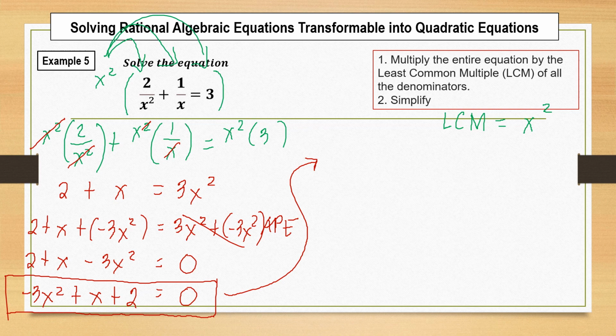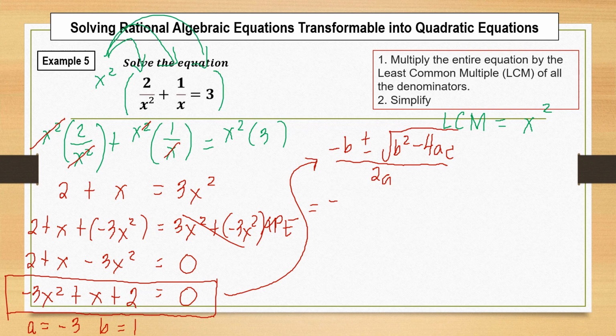The quadratic formula is given by negative b plus minus the square root of b squared minus 4ac all over 2a. In the given equation, let us first identify the values of a, b, and c. So a is equal to negative 3, b is equal to 1, and c is equal to 2. Let us now substitute these values in our quadratic formula.